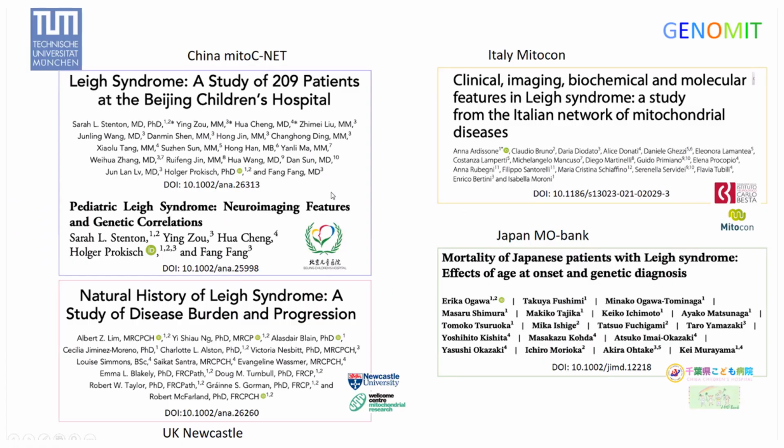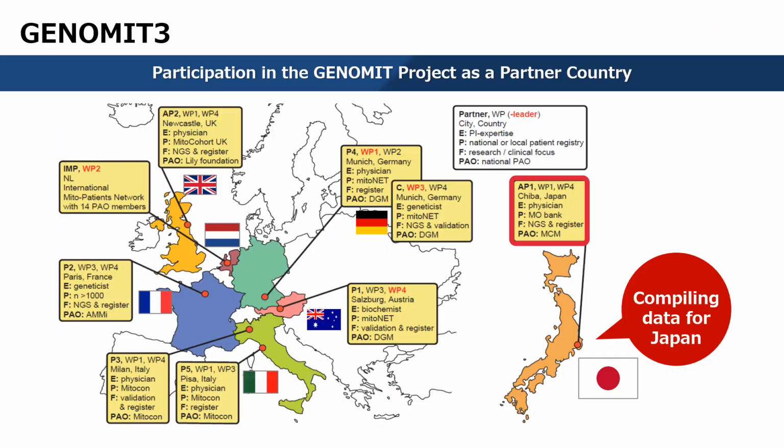Recently, researchers from some countries published the Leigh syndrome natural history and molecular features: China, Italy, UK, and Japan. This data is very useful to provide valuable information for the patient in front of us and useful to consider mitochondrial medicine. We are playing an important role as partner countries in genomics, and I have great expectation for the development of mitochondrial disease research.